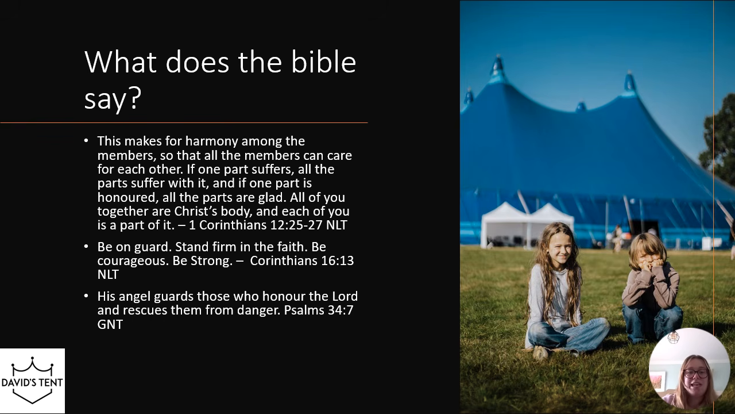The last one, his angels guard those who honour the Lord and rescues them from danger. All of those are people that we're going to be interacting with over the weekend and working with and watching over. We are sent there as well to help those individuals, and if they are in any danger, to report it, to try and help as well. So I hope that gives a little more context of actually where safeguarding and the Bible come together.